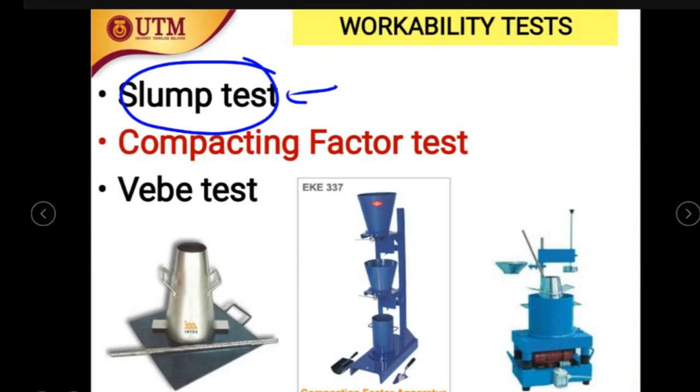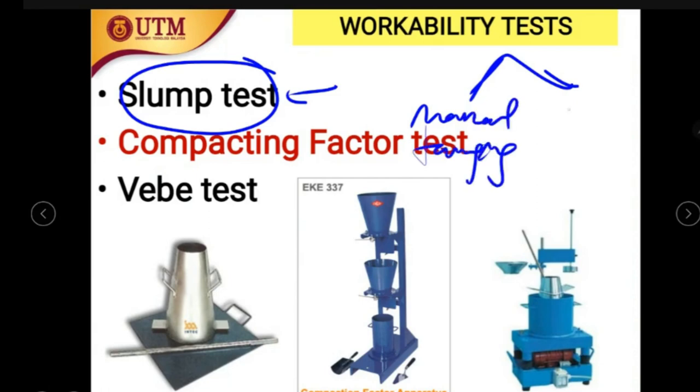When we are doing compaction for the concrete, we need to do compaction. Compaction normally can be done in two ways. One is through manual tamping, and another one is through vibration, okay?